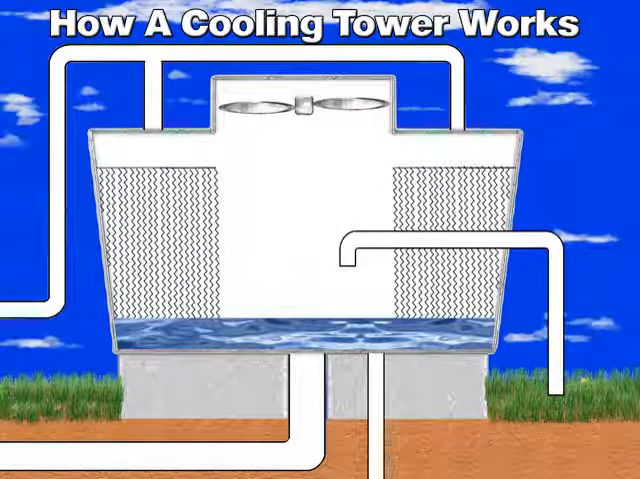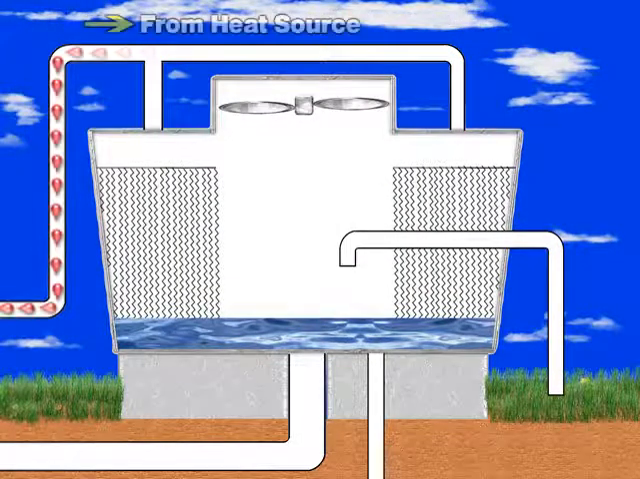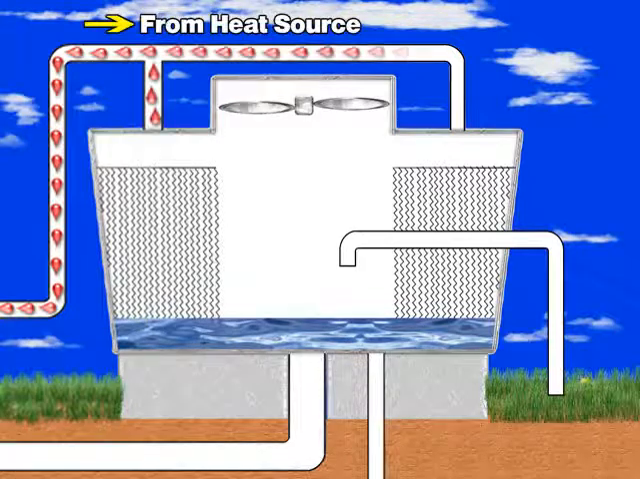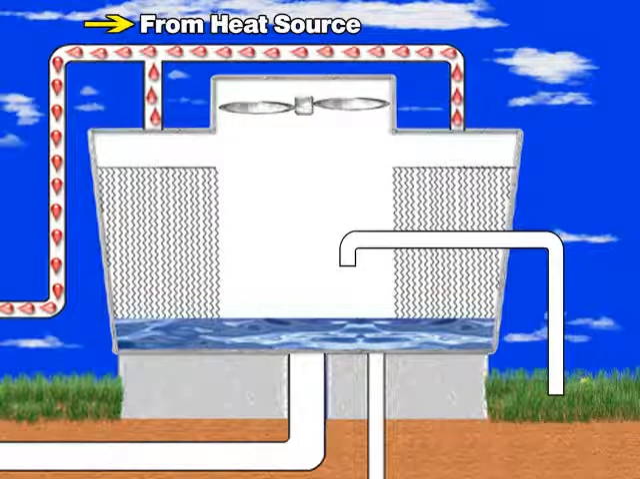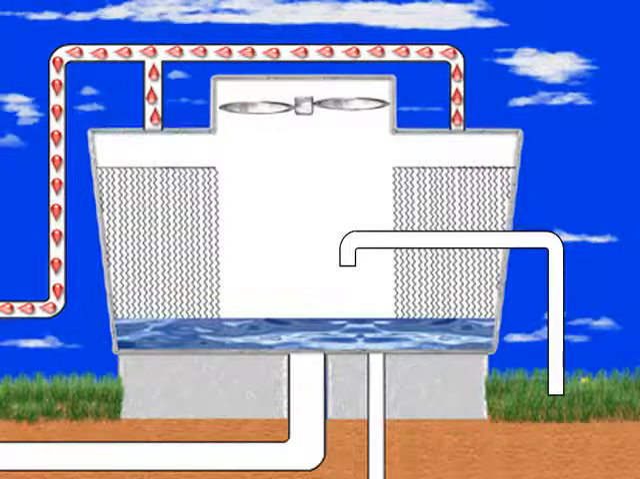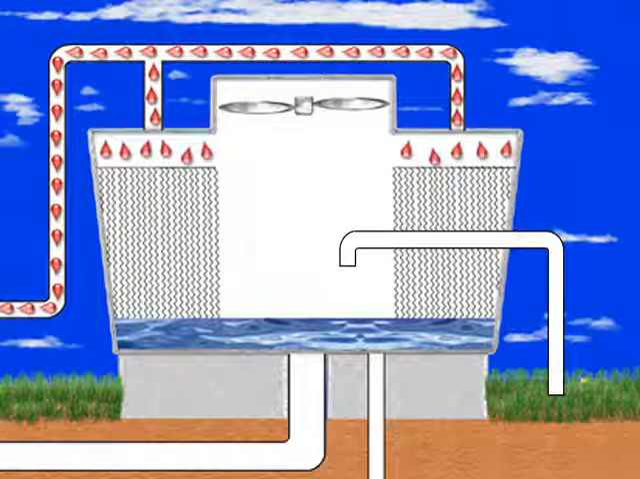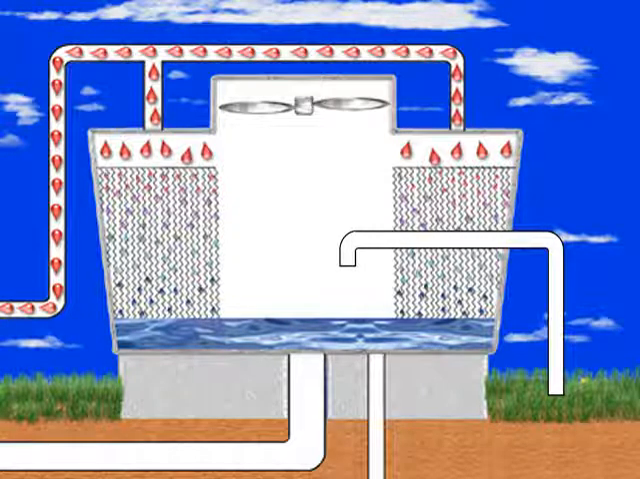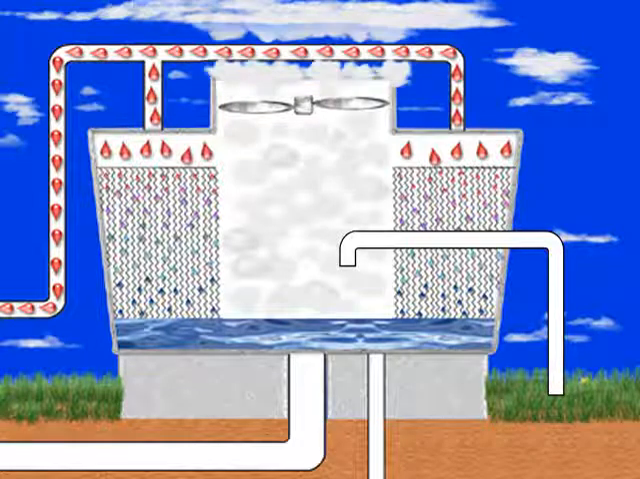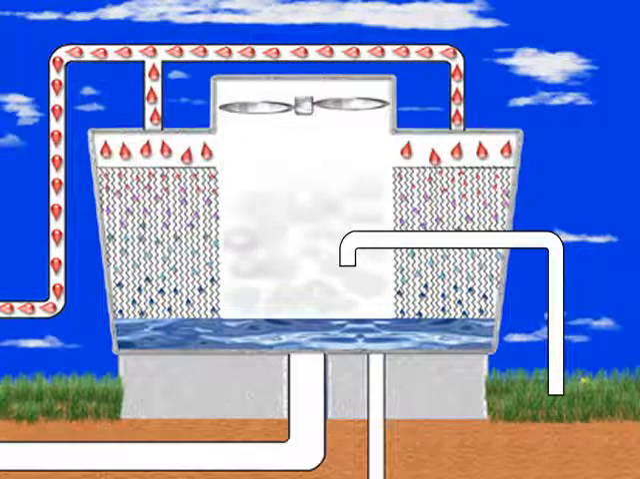Here's how a cooling tower works. Warm water from a heat source, such as commercial air conditioning or industrial equipment, is pumped to the top of the cooling tower. The warm water enters the cooling tower and is evenly dispersed over the tower fill. It then flows down the fill, which spreads the water over a larger surface area to increase evaporation and remove heat. Large fans draw air across the fill, which accelerates evaporation and further cools the water.